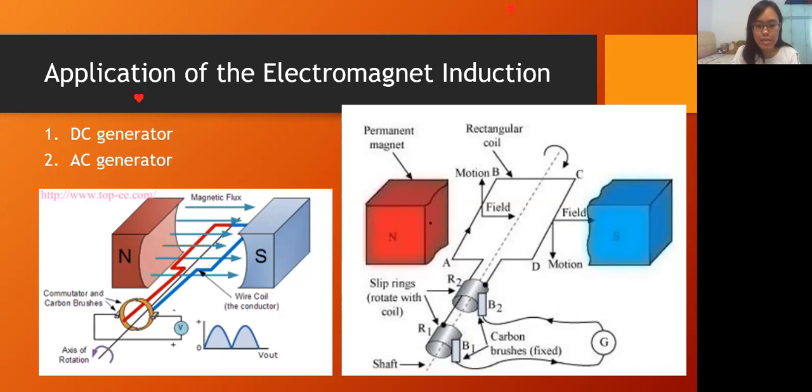The left one is the DC generator, and the right one is the AC generator. DC stands for direct current.